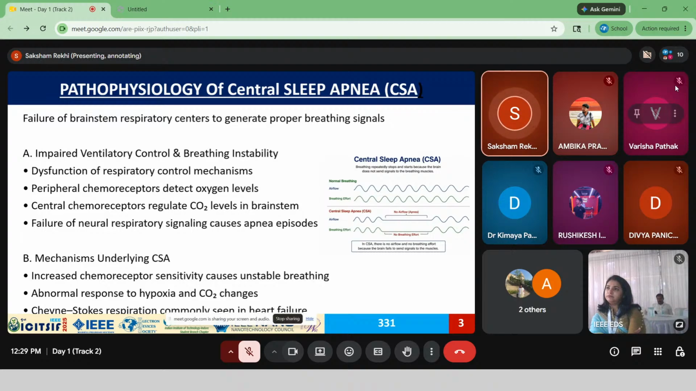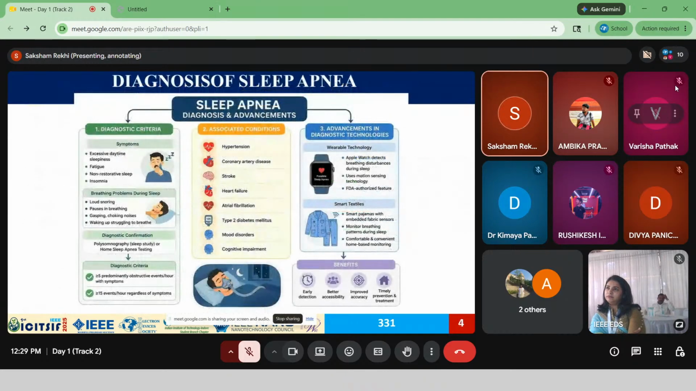Mechanism underlying CSA, central sleep apnea. Increased chemoreceptor sensitivity causes unstable breathing, abnormal response to hypoxia, and CO2 changes. Cheyne-Stokes respiration is commonly seen in heart failure.